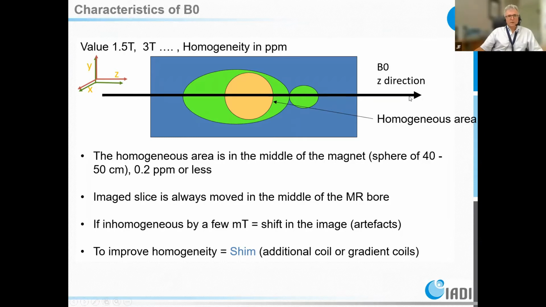For this reason, you always push the patient in the middle of the system, where we have the homogeneity in some ppm. So if you are outside, it's not the same resonance frequency, so you have at best some gradient, some bad images, or no image at all. If it's not the case, you do shimming.